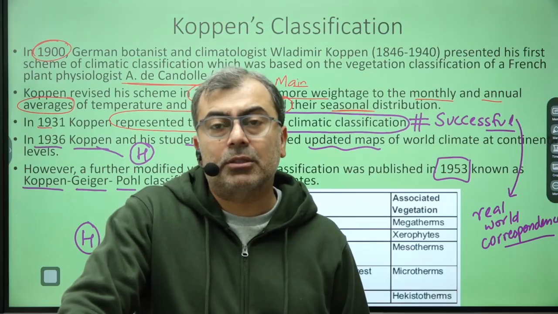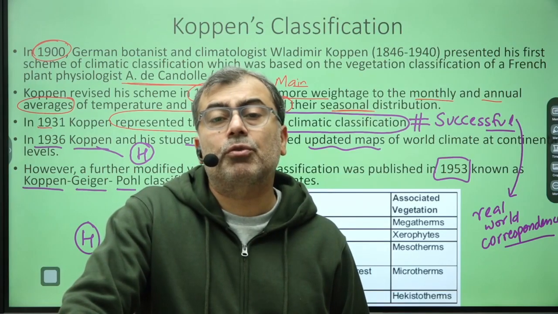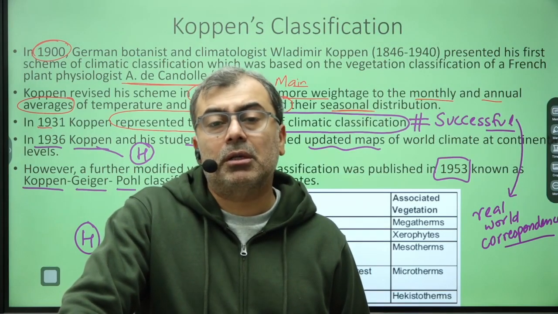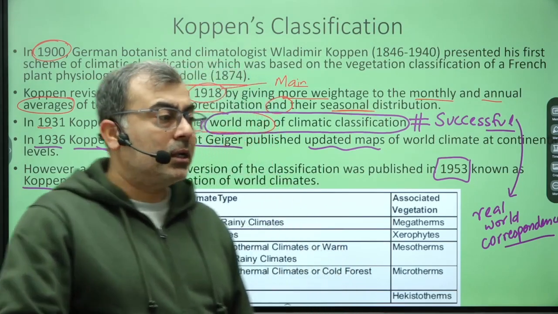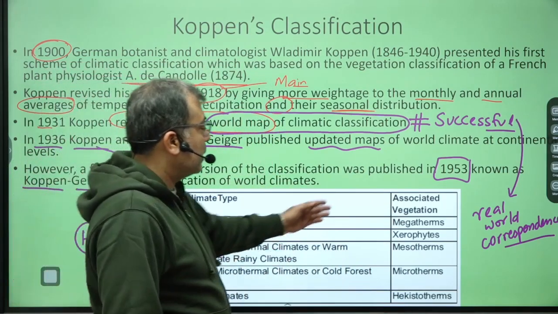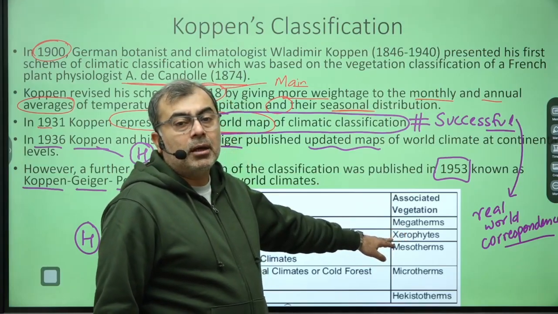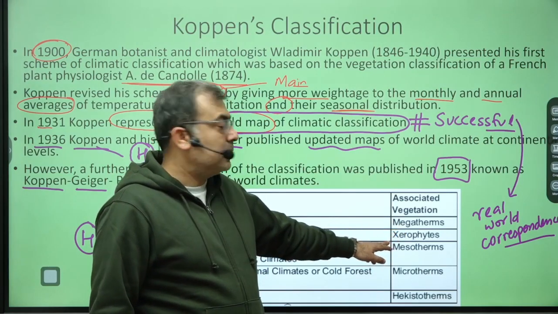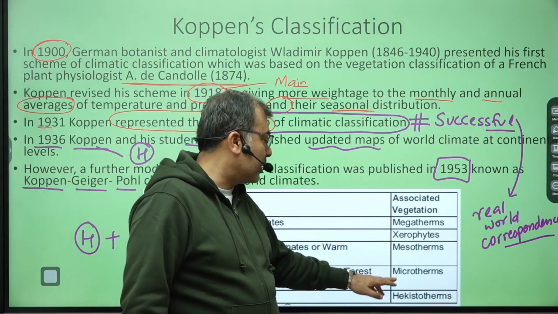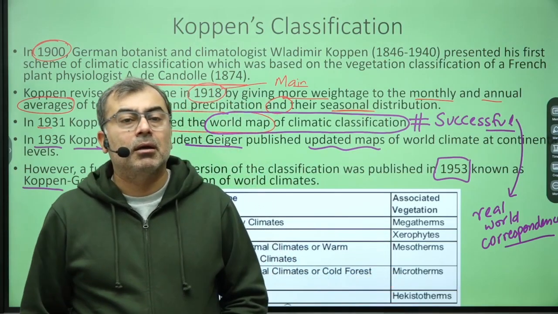They are going to ask you a big one and they will give you 3 to 4 pages for that. In those 3 to 4 pages, you will have all the time to elaborate on this. Is everyone okay? So what is vegetation? Vegetation is named megatherm. Plants which survive in high temperature are megatherm, and then xerophytes, mesotherm, microtherm and hechistotherms. These are with the plants.